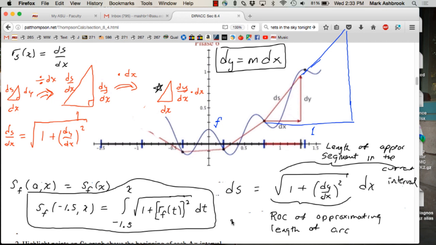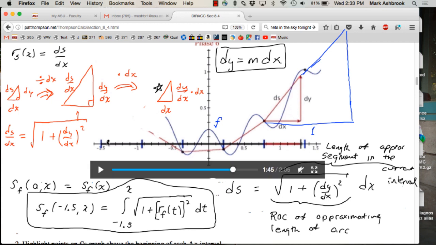It's important that when we say function notation, you know exactly what we're talking about. Are we talking about writing an integral? No. What are we talking about? So somebody knew. What would function notation be for the whole length of the curve from negative 1.5 to 1.5?